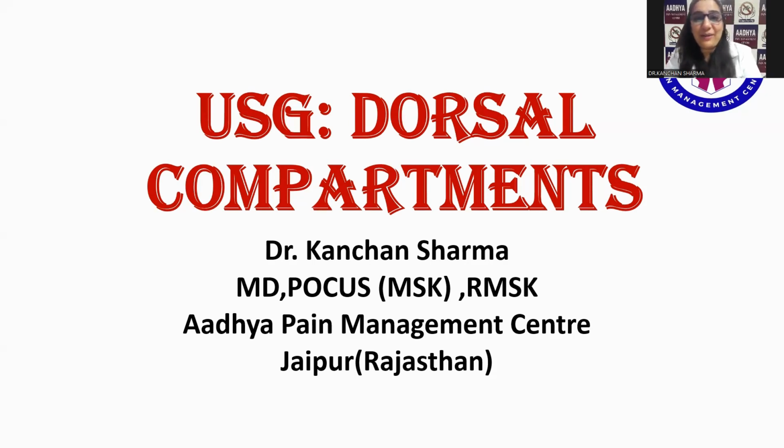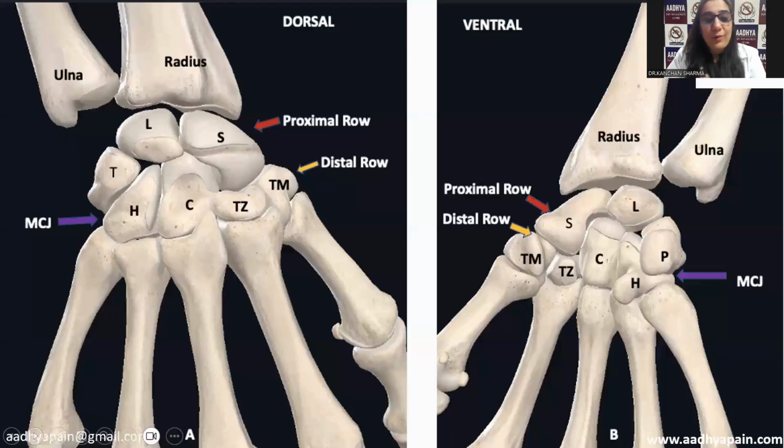Today we will be talking about the ultrasound of the dorsal compartment of the wrist joint. So before we go into the sonoanatomy, let's have a look at the anatomy.